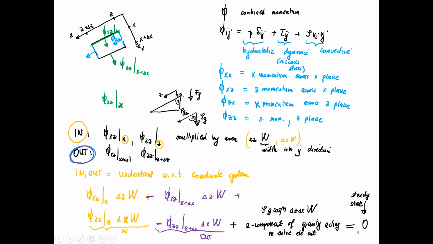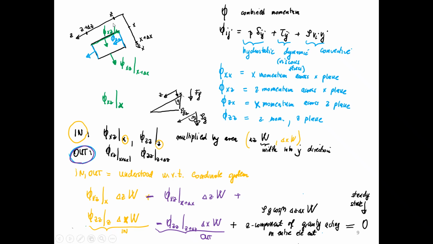And then I will do the same for phi zz. So here coming in, I have phi zz evaluated at z. And here coming out, I have phi zz evaluated at z plus delta z. So what's coming in minus what's coming out plus whatever external forces due to my volume element has to be equal to 0. That's my balance. So that's my shell balance.